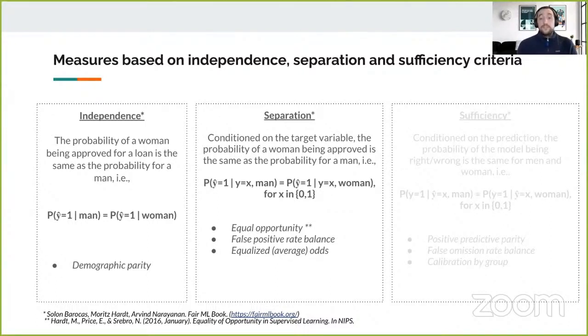Our third bucket, sufficiency, also looks at conditional probabilities, but instead of looking at the rows of the confusion matrix, it looks at the columns. For the sake of time and not to overload you, I won't go into any detail about sufficiency today.